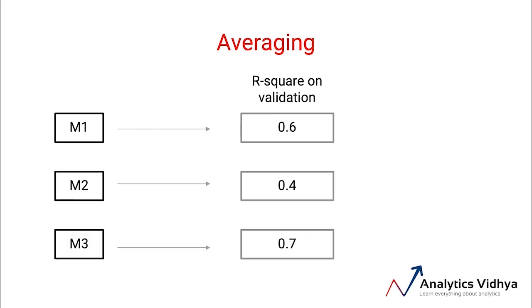So coming back, let's say that these three models, M1, M2, and M3, have an R-square on validation of 0.6, 0.4, and 0.7 respectively. So what does that mean? That means that model 2 is not performing great as compared to model 1 and model 3. Right? So model 3 is my best model. Model 2 is my worst model.